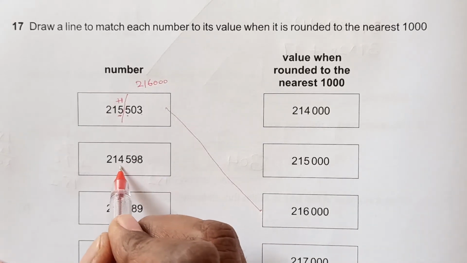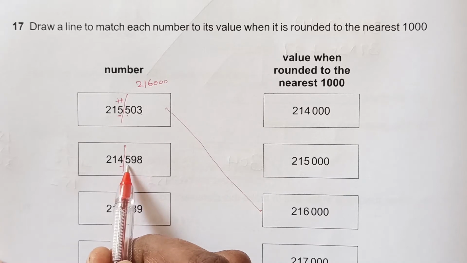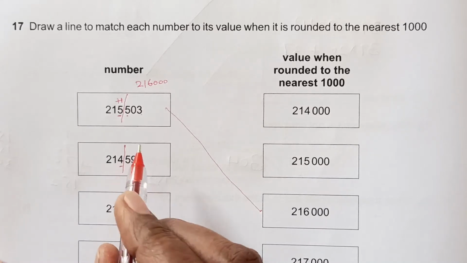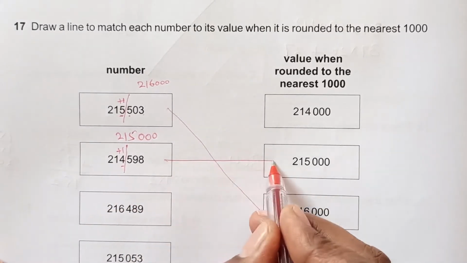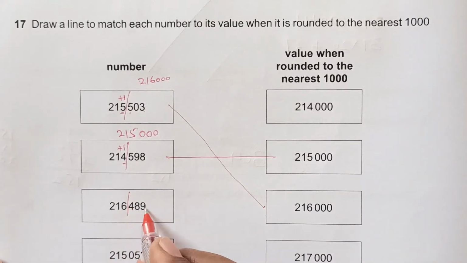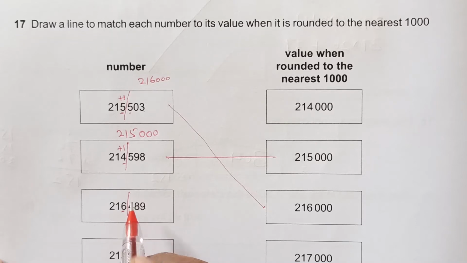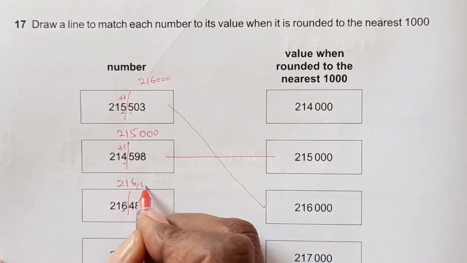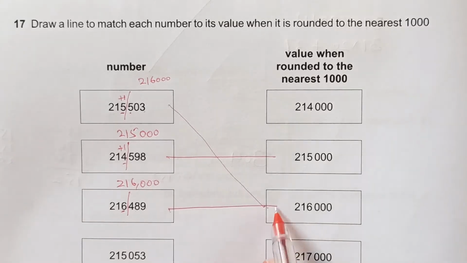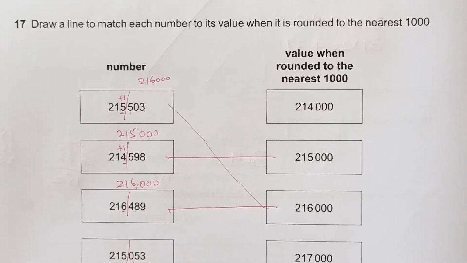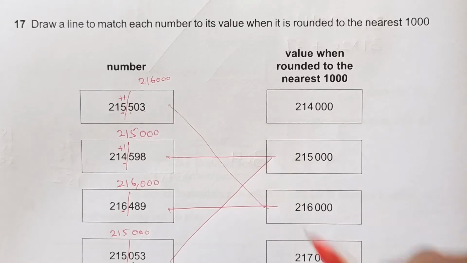Then the next one, again the thousands place is here. This is again 5, which is 5 and above, so we add 1 to get 215, then there are 3 zeros, so this one is right here. Now the next one, again ones, tens, hundreds, this is less than 5, so we have 216 and the 4 will remain like that, so 216 is going to be this one here. Now 215, then we have 0 again, this is less than 5, so 215 and 000, so it's going to be this one.